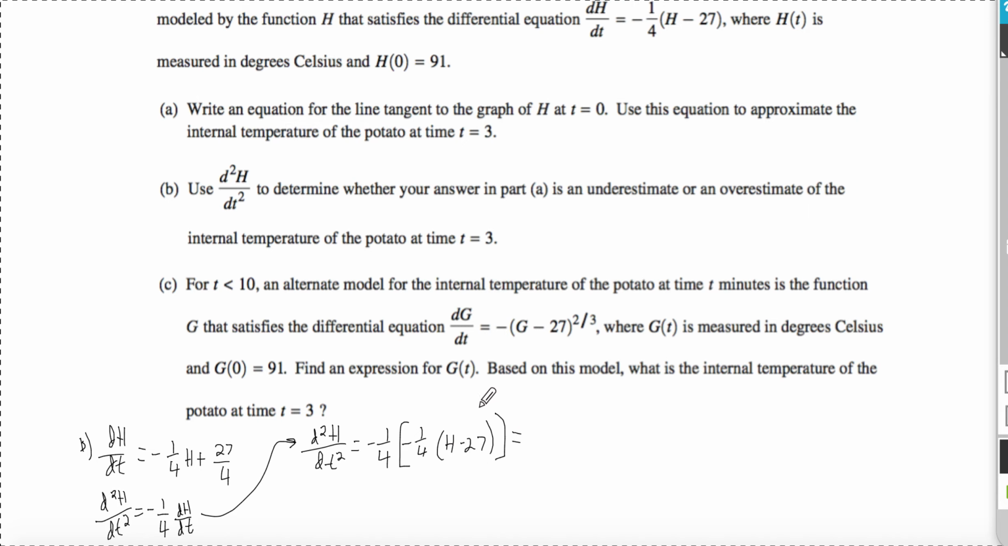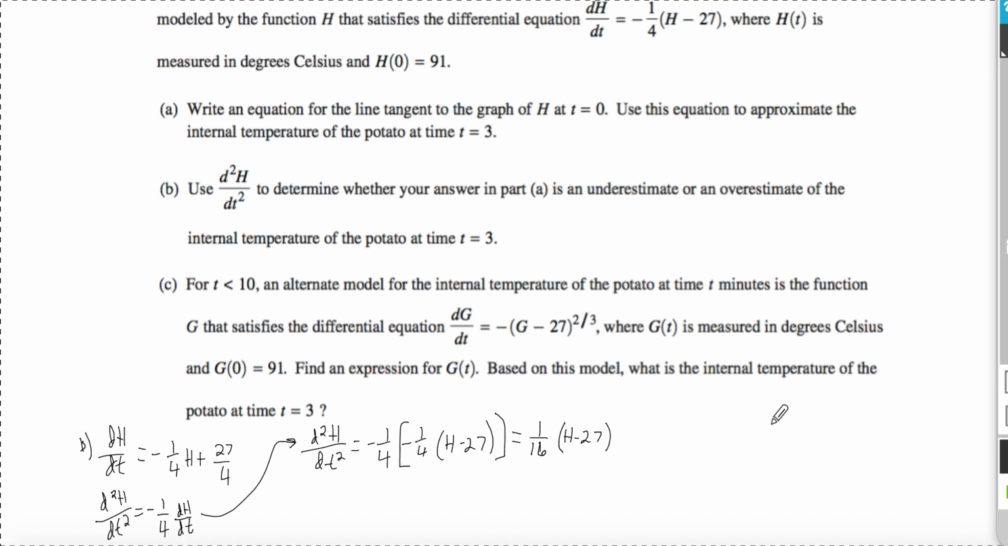Well, I can distribute negative 1/4 times negative 1/4. That'll give me 1/16 times h minus 27. Did I say negative 1/16? I meant positive 1/16 if I said negative. Positive 1/16 times h minus 27. So here's my second derivative. And it says use this to determine if my estimate is an over or underestimate of the internal temperature of the potato at t equals 3.